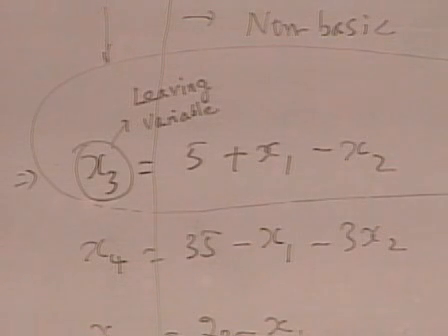So our new set of basic variables would be x4, x5, and x2. And anything that is not basic is non-basic.